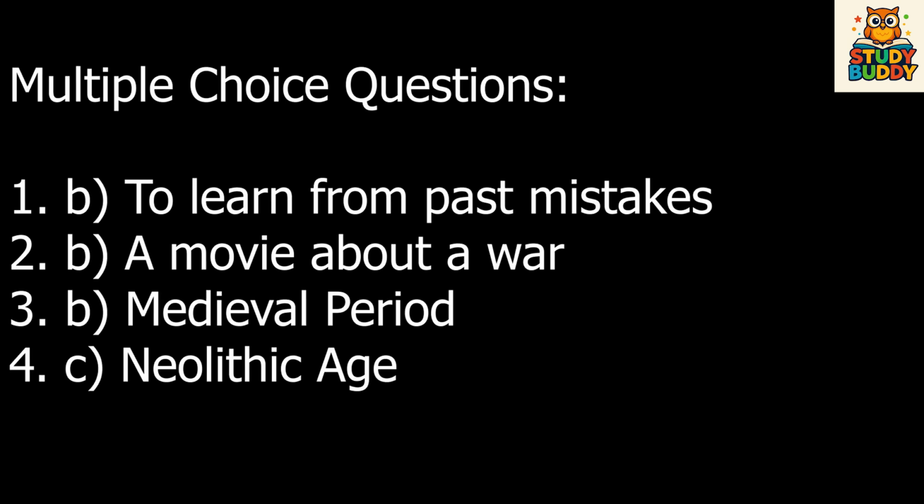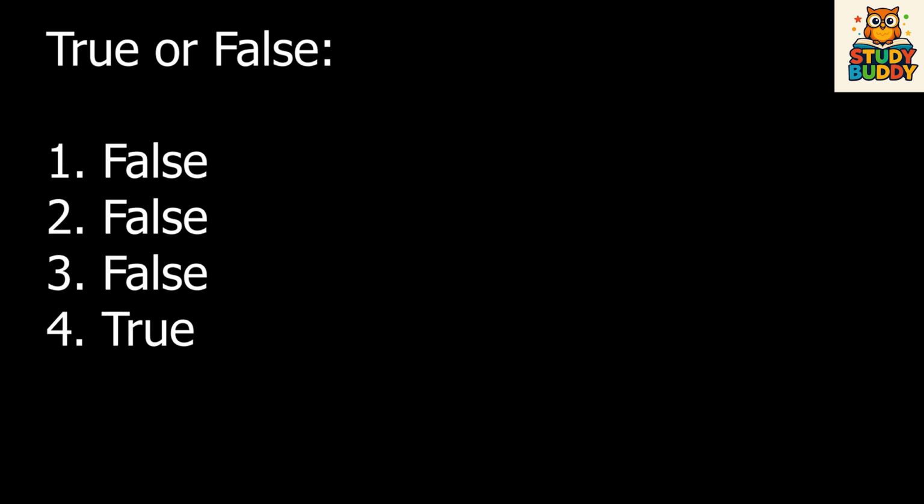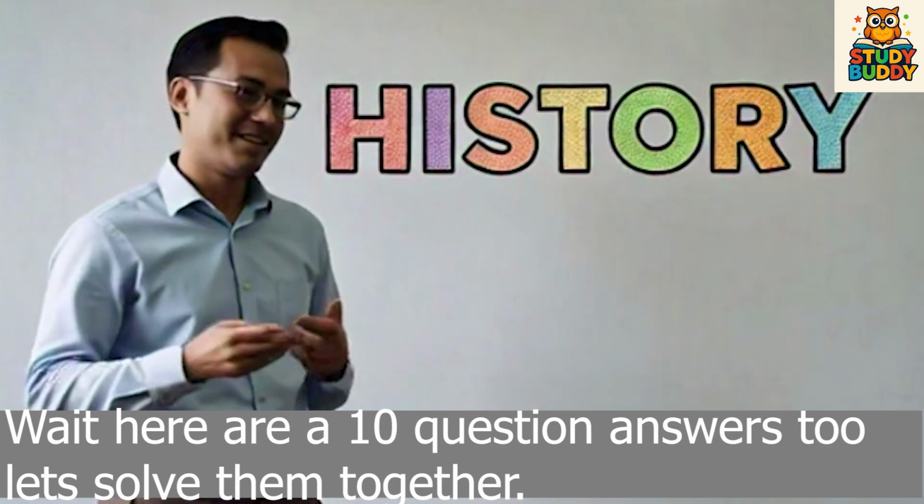For the multiple choice questions, 1. The answer is B. To learn from past mistakes. 2. B. A movie about a war. 3. B. Medieval period. 4. C. Neolithic age. And now the true or false statements. 1 false, 2 false, 3 false, 4 true. Wait, here are 10 more questions too.